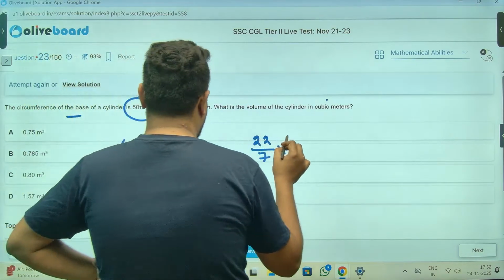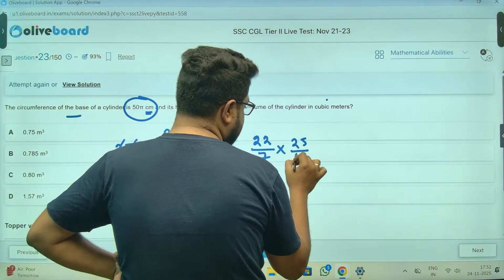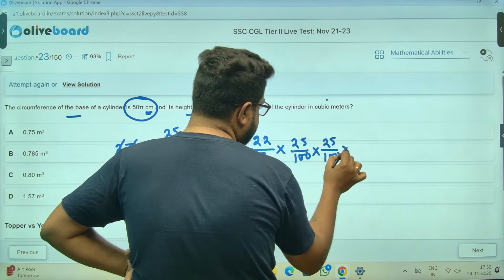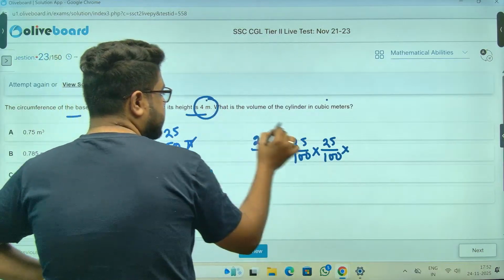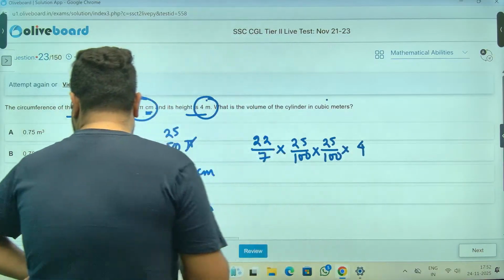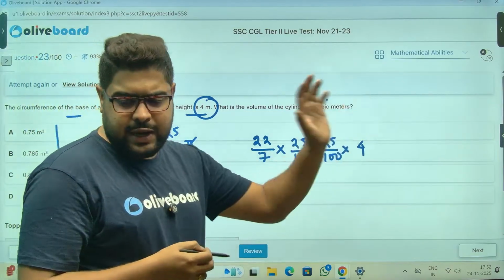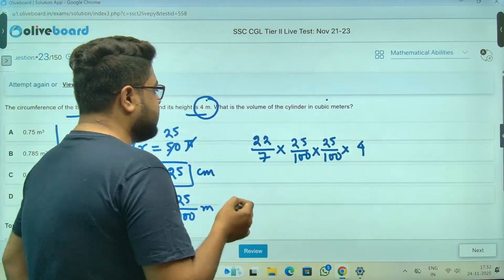R square is 25 over 100 into 25 over 100 into h. H is 4, sir. So as these hundreds are here, don't take attention of them, just calculate normally.